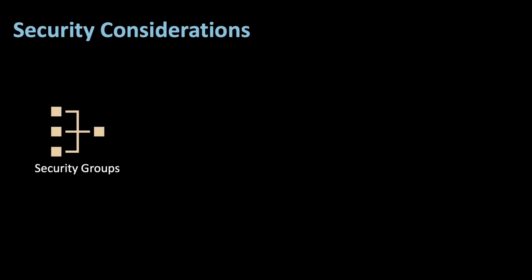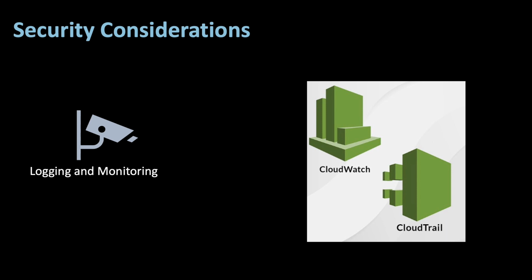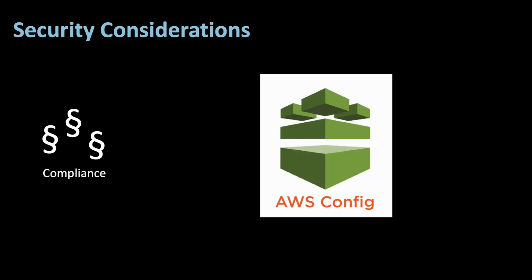Security considerations. Ensuring cloud identity security involves security groups, which control network-level access to resources; logging and monitoring, to detect and respond to suspicious activities through tools like AWS CloudTrail and CloudWatch; and compliance. Use services like AWS Config to monitor and maintain compliance with industry regulations.